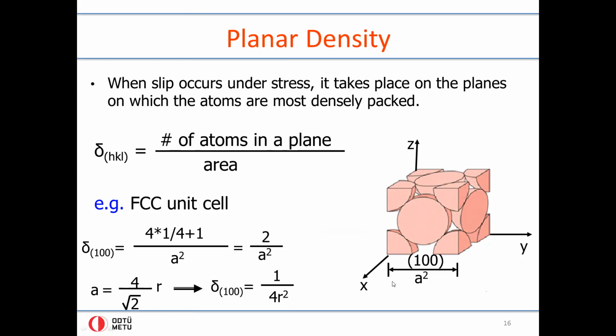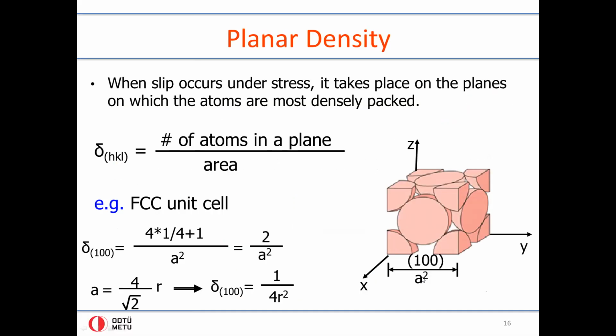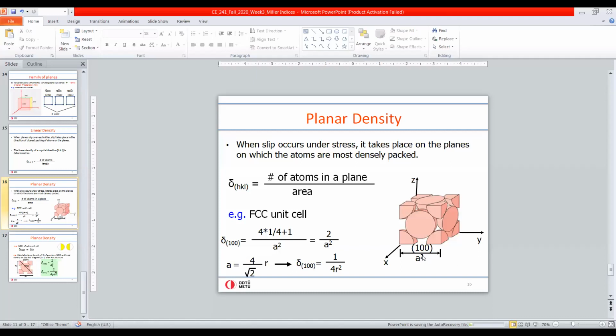The area is A times A. Here it says A squared, but this is again a mistake. Many, many mistakes here. I apologize for that. Let's see whether we can fix this, but we're fixing this along the way. So, okay.